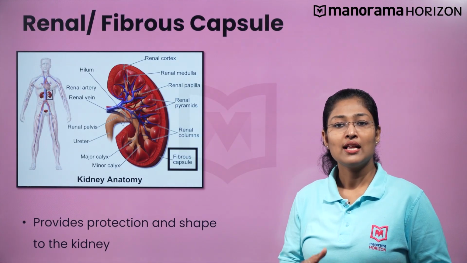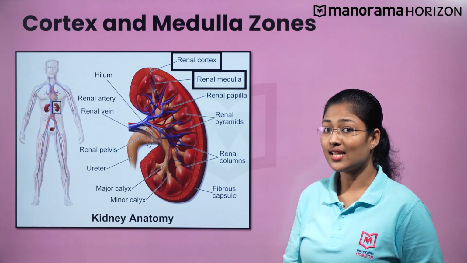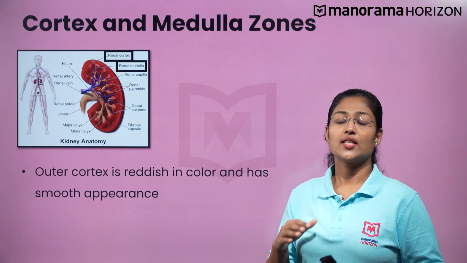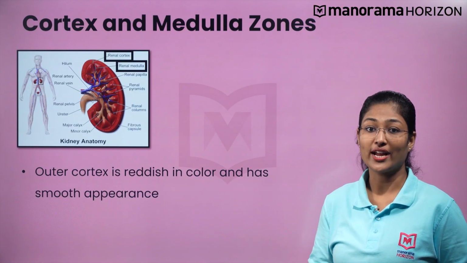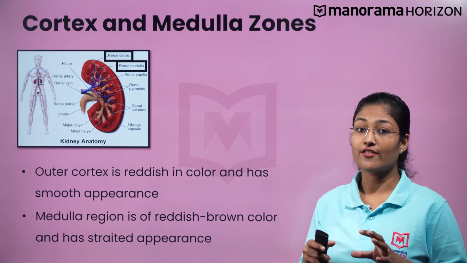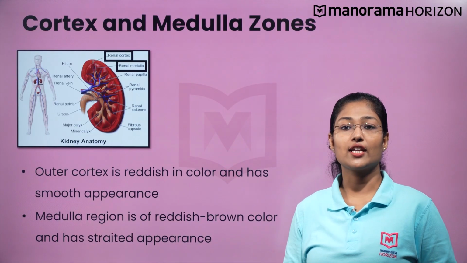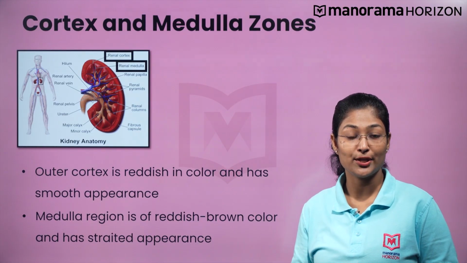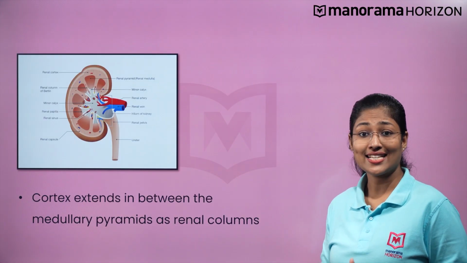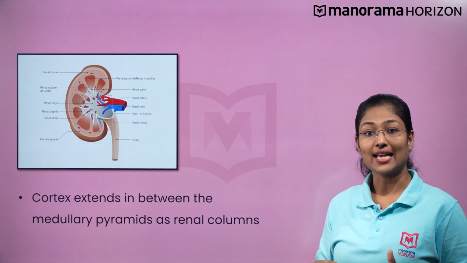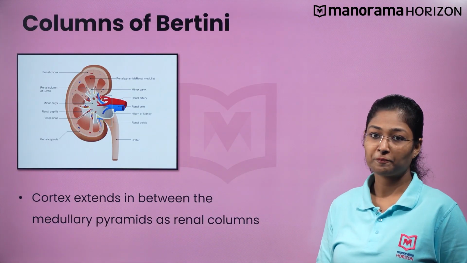To learn more, let us classify the kidney into two zones, an outer cortex and an inner medulla. The outer cortex is reddish in color and has a smooth appearance, while the medullary region is of reddish brown color and has a striated appearance. The medulla is divided into a few conical masses, that is the medullary pyramids, projecting into the calyx. The cortex extends between the medullary pyramids as the renal columns, and it is called the columns of Bertini.